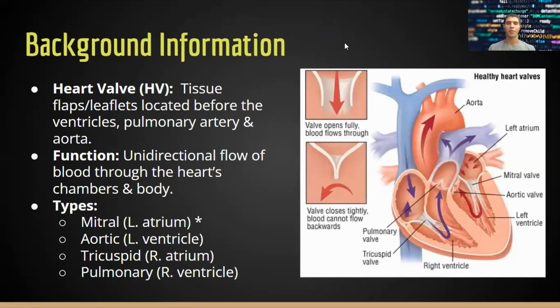And so just to give some background information, we're talking about heart valves today. Heart valves are tissue leaflets located in the heart, and the main function of those leaflets is to provide unidirectional flow of blood through the system. There's a systemic circuit and a pulmonary circuit in the body. And there are four main types: the mitral, aortic, tricuspid, and pulmonary, as seen here on the right.